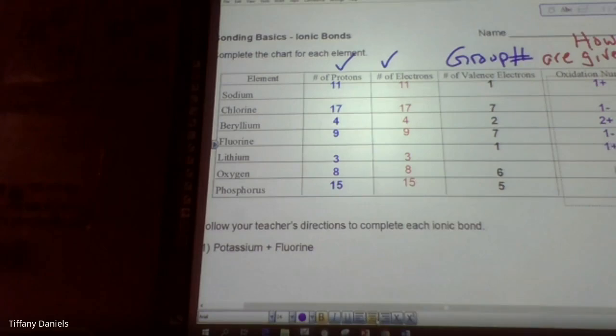Oxygen needs how many more? 2 minus. And then phosphorus, how many more does it need? 3. Very good. So remember that the main thing is that if it's a metal, it's going to give them away. And that way you only have to remember one thing, because you know by process of elimination the other thing.